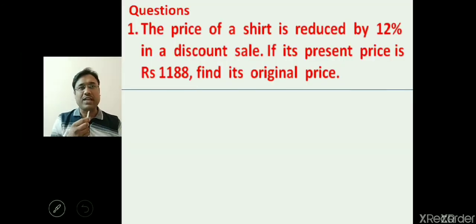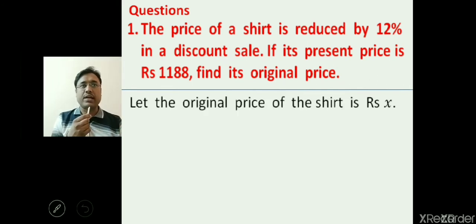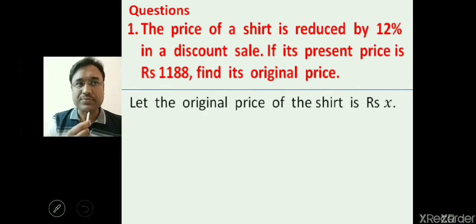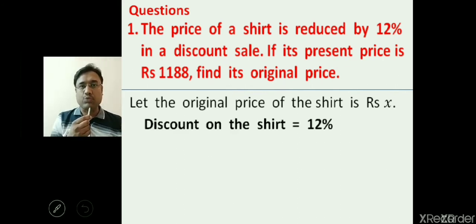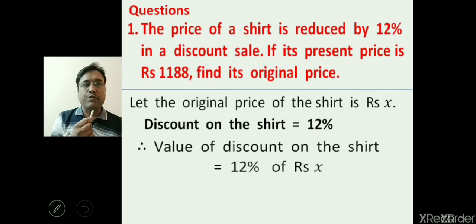You will see the first question: the price of a shirt is reduced by 12% in a discount sale. If its present price is 1188, find its original price. So you have to find its original price. Let the original price of the shirt be rupees X. Then the discount on the shirt is 12%. Therefore the value of the discount on the shirt is 12% of the price, that means 12% of X.